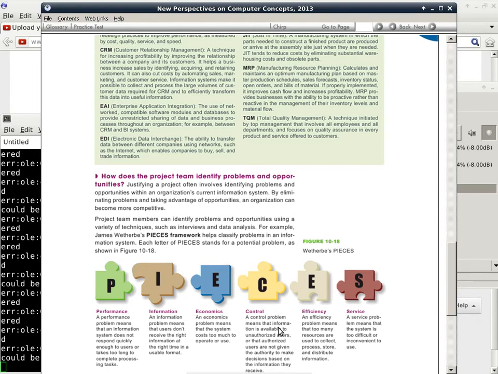Control: in this case control is related to security. Who gets access to what type of information? That's what the C is for. It's related to privacy, it's also related to security. The last one is service. A service problem means the system is too difficult or inconvenient to use, which means it can fit all the other requirements, it's just not easy to use.